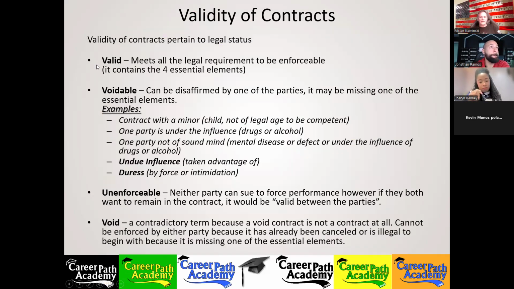So here we go. A valid contract meets all the requirements to be enforceable. It contains the 4 essential elements. A voidable contract can be disaffirmed by one of the parties. It may be missing one of the essential elements. Some examples are a contract with a minor, a child not of legal age to be competent, or one party is under the influence of drugs or alcohol. You cannot have a legally enforceable contract against somebody who's out of their mind because they're high or drunk. One party not of sound mind has a mental disease or defect of some sort, like Alzheimer's or dementia.